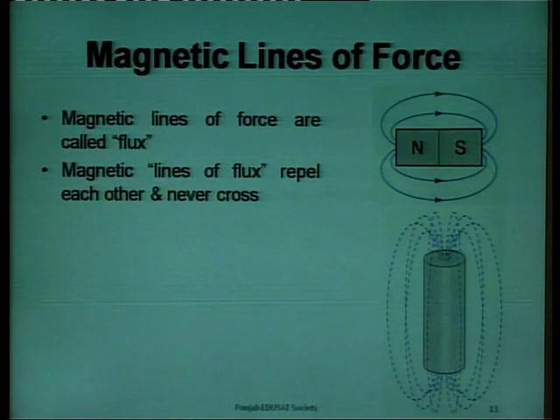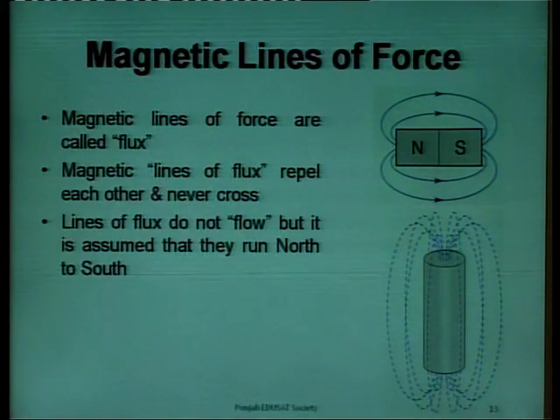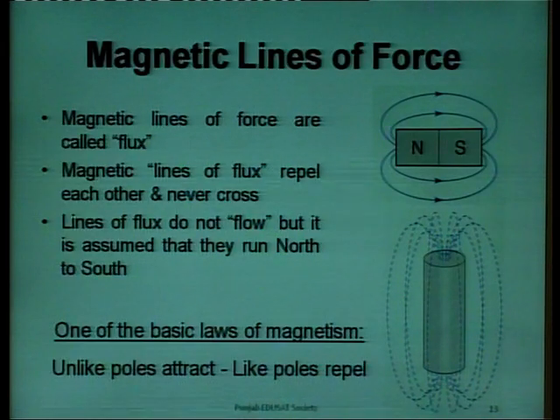Then the magnetic lines of flux repel each other and they never cross each other. The lines of flux do not flow, but it is assumed that they run from the north to south. And one of the basic laws of magnetism is that unlike poles attract each other and like poles repel each other.